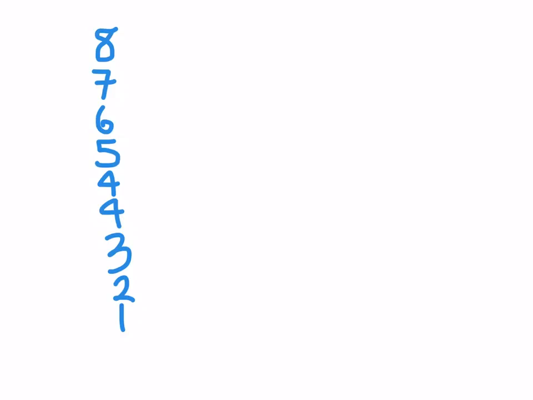Now, instead of counting backwards, you count by 2s in the second row, starting at 0, and when we hit 8, we'll start back at 0 and go up by 2s again.